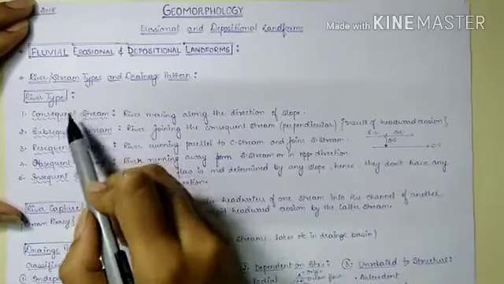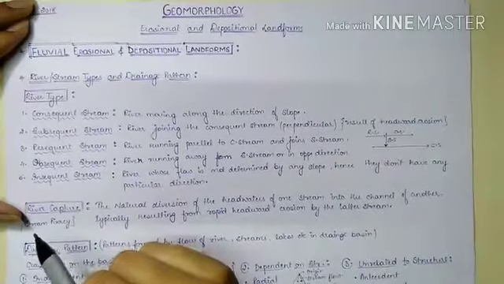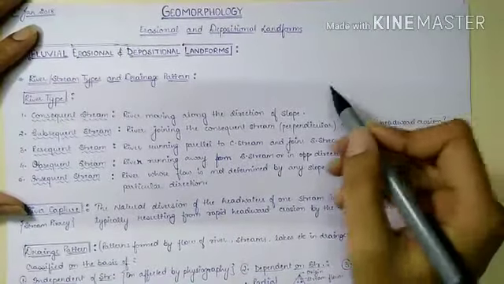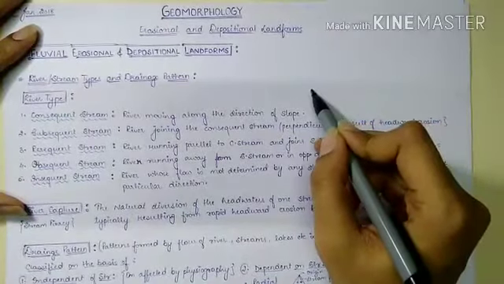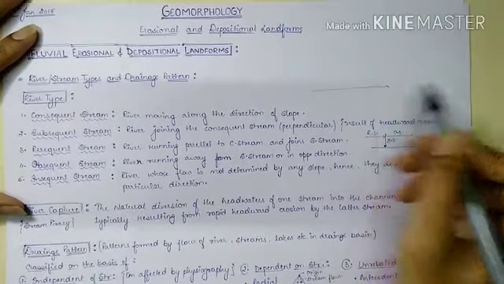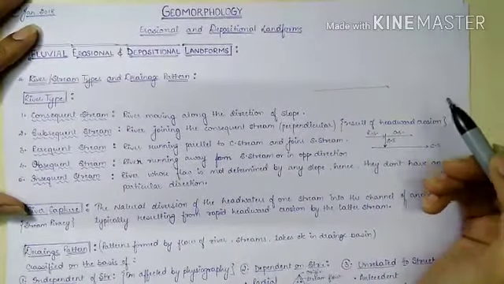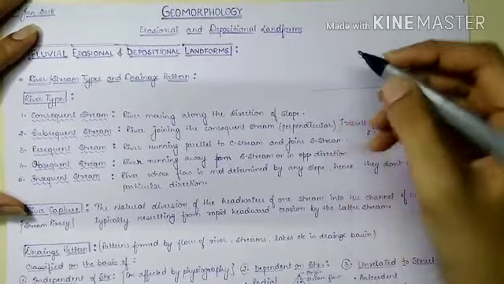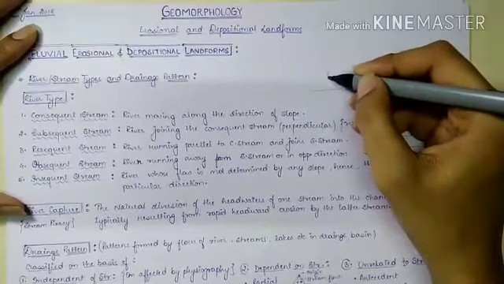In stream types or river types, we have five types of streams. First is consequent stream. A consequent stream is a stream that flows in the direction of slope. Next, we have subsequent streams. Subsequent streams are the ones which join the consequent stream perpendicularly.